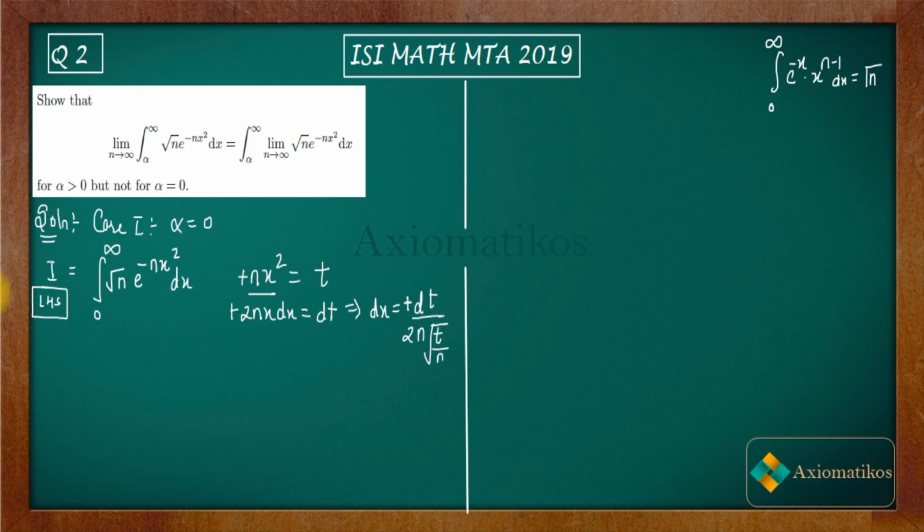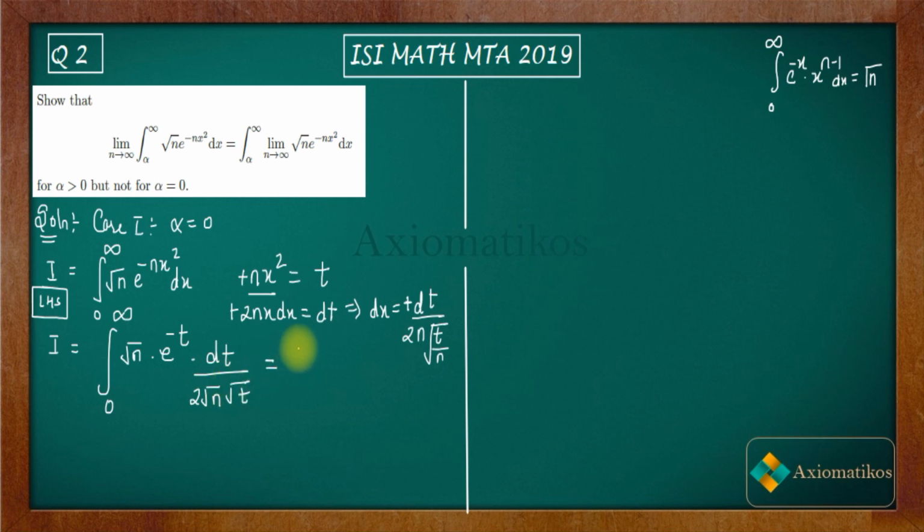After substitution, what will happen here? In place of e to the power minus n x square, you will get e to the power minus t. In place of dx, you will get dt over 2 root n root t. Now let us put the limits. When x is 0, t is 0. When x is infinity, what is t? It is n times infinity. n is a positive natural number, therefore it will still be infinity.